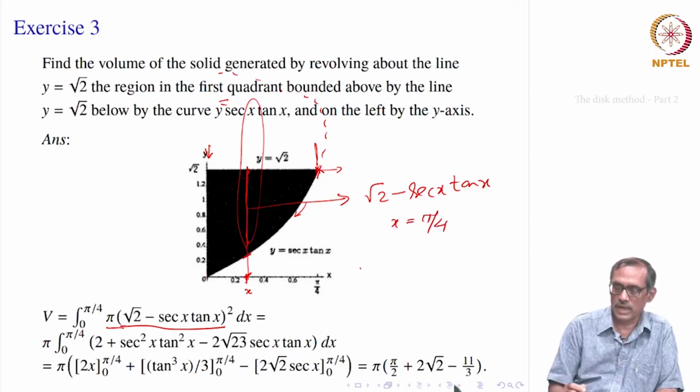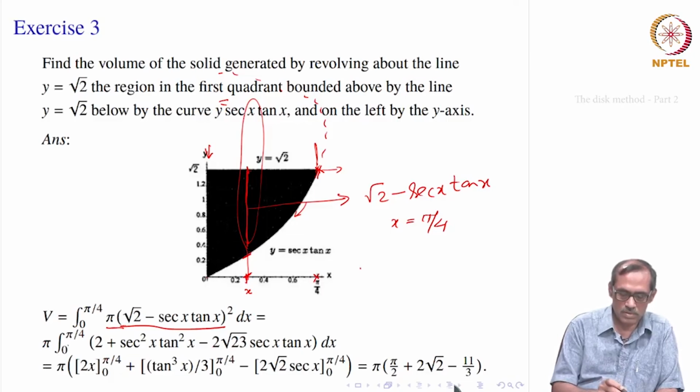That is, you just write root 2 minus secant x tan x, so that gives you x equal to pi by 4, fine. Once you get that point, you know the limits for x, which is from 0 to pi by 4. So, volume is integral 0 to pi by 4 of pi times the radius squared, (root 2 minus secant x tan x) square dx. Now, we want to evaluate this integral.